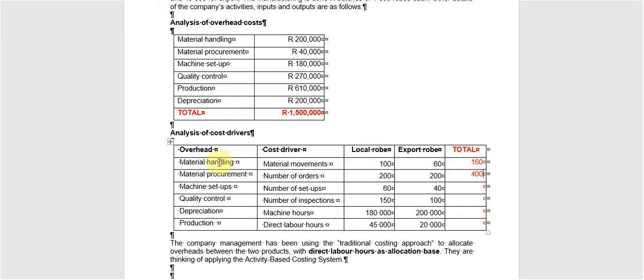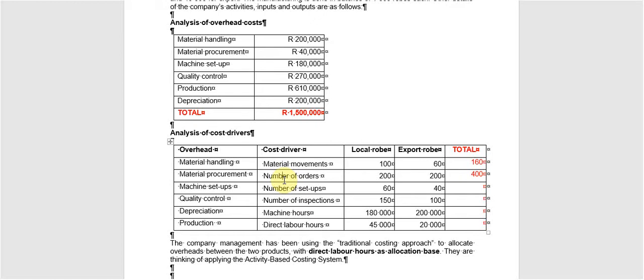So here you can see we have material handling, material procurement, machine setups, quality control, production and depreciation. Very interesting, in the cost analysis they turned production and depreciation around just to trick you and see if you will divide by the wrong calculation. So be careful, sometimes there are subtle things like that in a question, and if you don't pay attention you will struggle. In the second column, they tell you for example, for the material procurement, the cost driver is the number of orders, because the more orders that are placed, the more material needs to be procured from the warehouse.